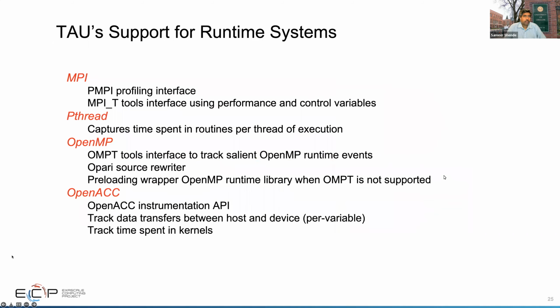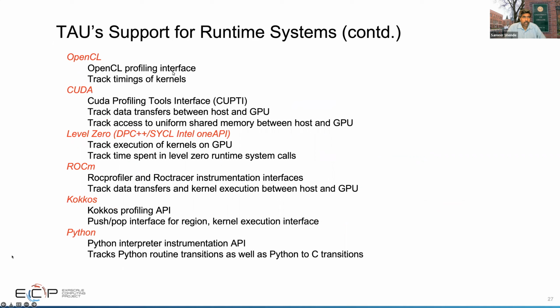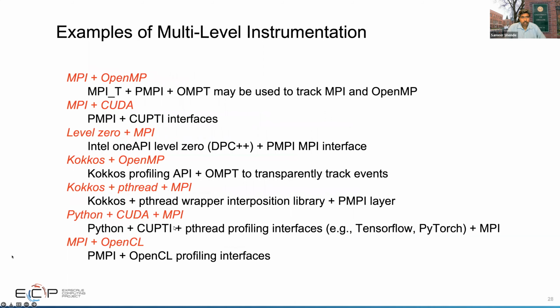So TAU has support for many different runtime systems. As you saw, we have support for MPI, pthread, OpenMP, OpenACC, and also OpenCL, where we can track fine-grained kernel execution on the GPUs. We have support for the CUDA Profiling Tools Interface with CUDA, Level Zero with DPC++ SYCL and Intel oneAPI, and ROCm from AMD, Kokkos, and Python, to name a few. And you can just mix and match these interfaces. So you can see the execution with Level Zero with MPI or MPI with OpenCL.